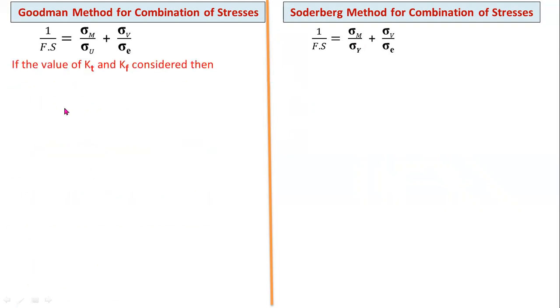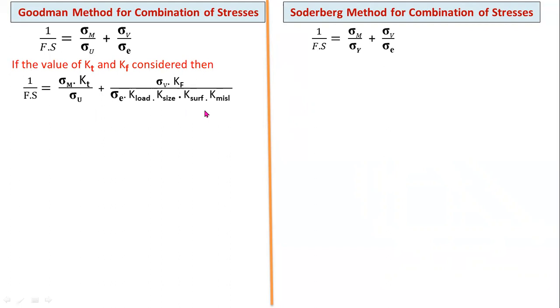Then if we are considering the theoretical stress concentration factor and fatigue stress concentration factor, the expression is 1 by Fs equals sigma M by (sigma U divided by Kt) plus sigma V into Kf divided by (sigma E into K load, K size, K surface, K miscellaneous). This is the final expression.